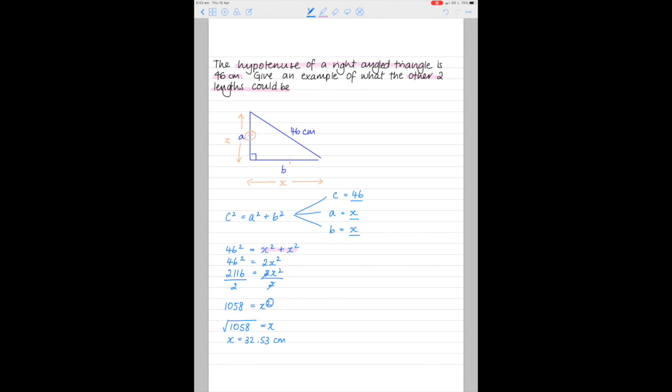So what this tells me is that for a right angle triangle with a hypotenuse of 46 centimeters, each side length is equal to approximately 32.53 centimeters. So this side is equal to 32.53 centimeters, and that side is equal to 32.53 centimeters.